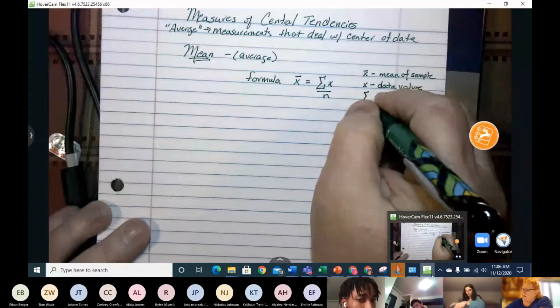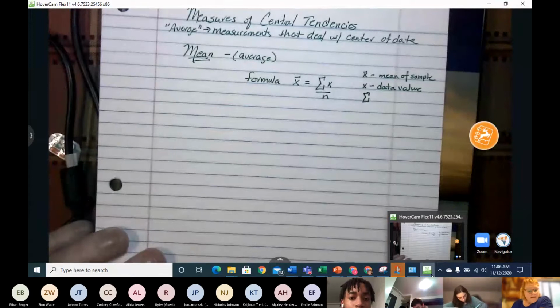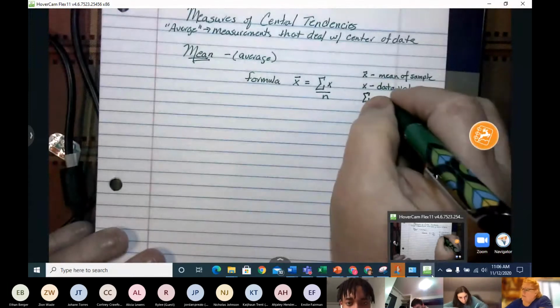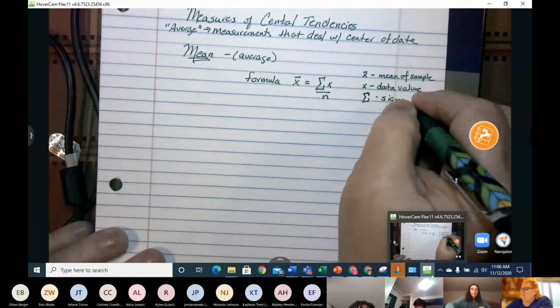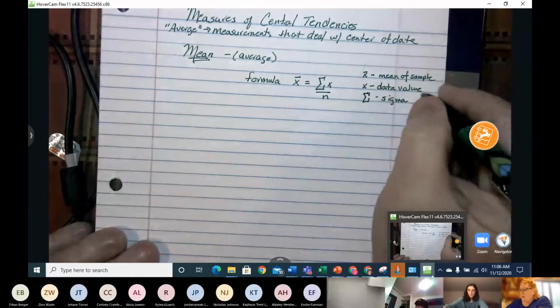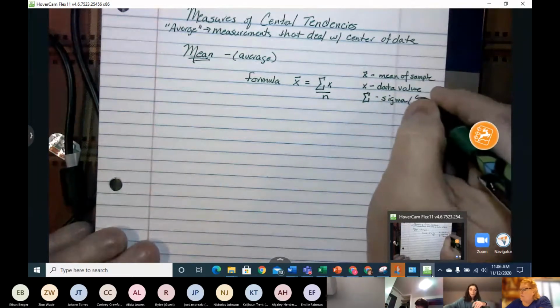Then that funny looking symbol, some of you may recognize that. That is a Greek letter called sigma, and it is a Greek capital letter.